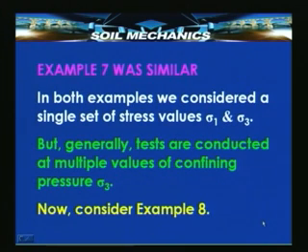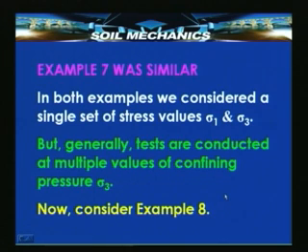We also saw another example, example number 7, which was very similar. Now, in both these examples, we considered a single test with one single sigma 3 and sigma 1. But as I mentioned a few minutes back, in a typical triaxial test, we always make use of several confining pressures and find out the corresponding failure axial stresses and plot Mohr circles one after the other for each confining stress and find out a common tangent which will give us the failure envelope. So, let us see examples of that.